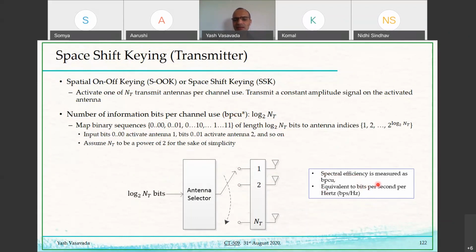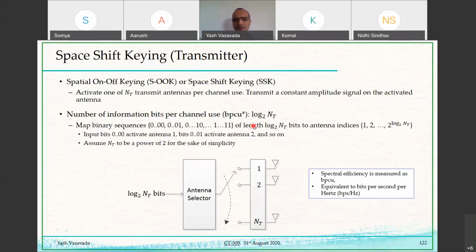So take a moment later on, after the session is over, and see why this notion of bits per channel use is equivalent mathematically to bits per second per hertz. Obviously, you will see that the numerator is the same, it's bits, whereas the denominator in BPCU is channel use, whereas in bits per second per hertz, the denominator is second per hertz. So how come second per hertz and channel use are the same? That is the question that you should ask yourself. But for the time being, let us take this as the measurement of spectral efficiency.